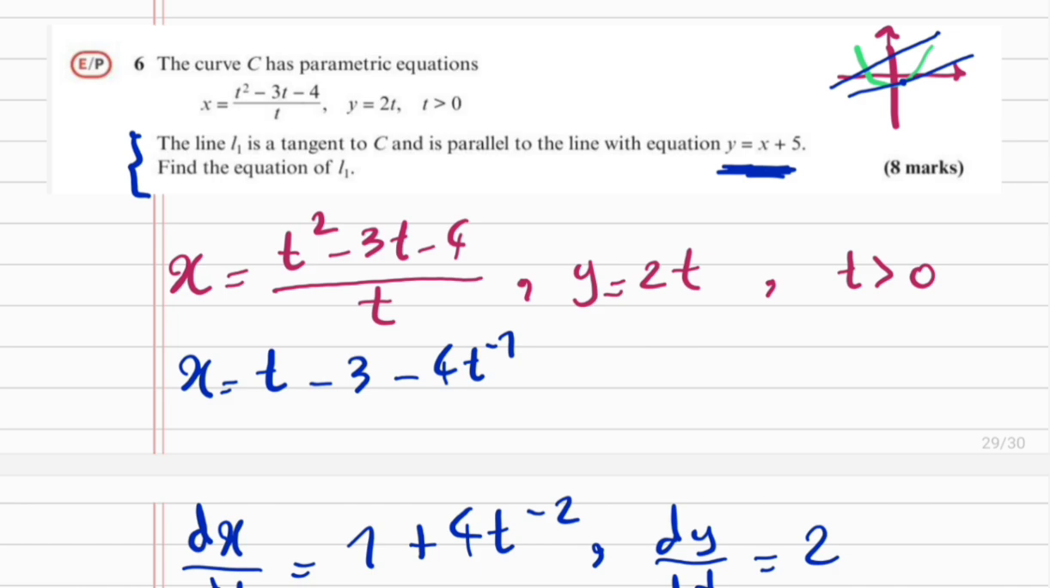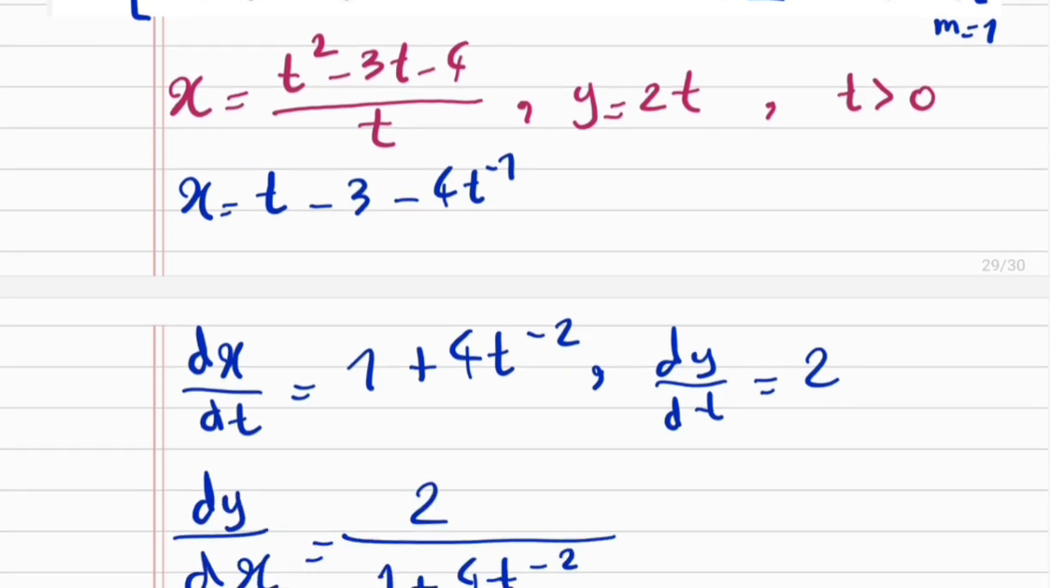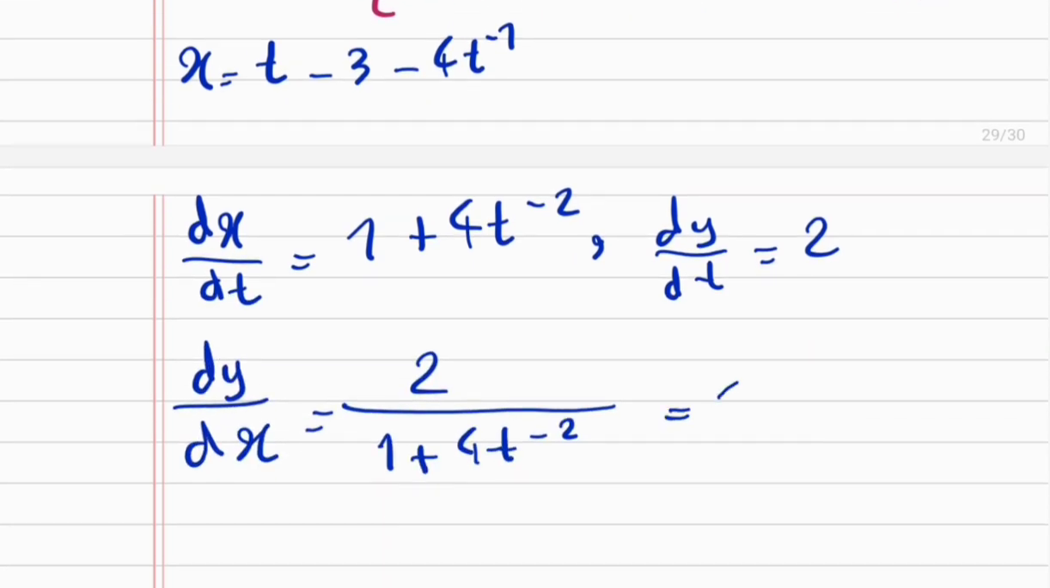Just think about this question and see what's happening. Your tangent, which is L1, is parallel to y is equal to x plus 5. And we know that two parallel lines have equal gradients. The gradient of y equals x plus 5 is 1. So therefore, L1 must have gradient 1. So we now know the gradient dy/dx is 1, but we don't know t, and we need to find t.